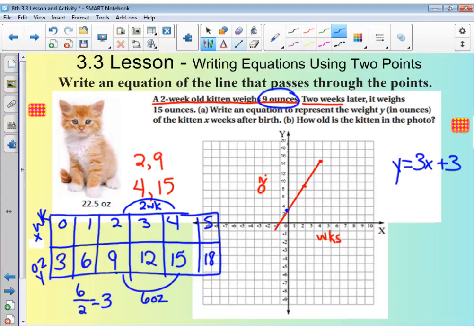So that would be plus 3. So that's our y-intercept equation. Now it says, how old would the kitten be in the photo? So looking at our picture, cute little kitten, it's 22.5 ounces.